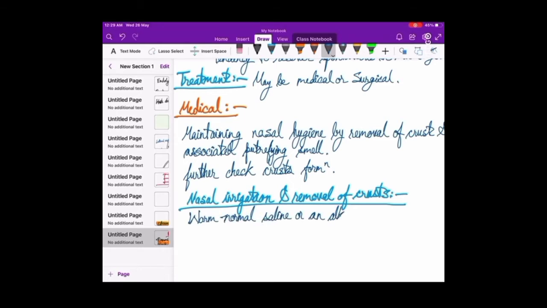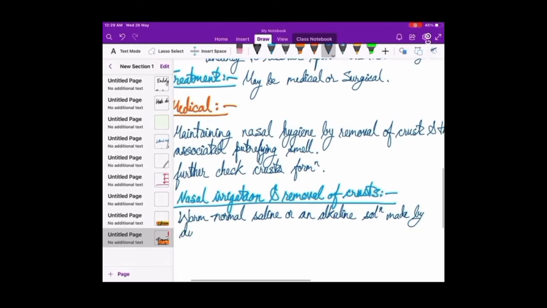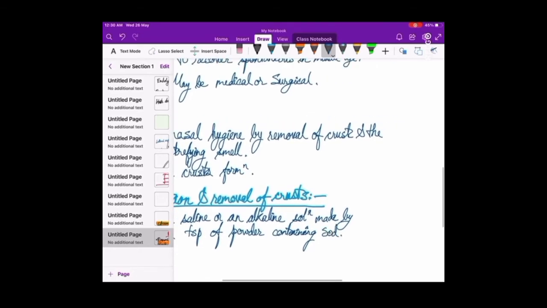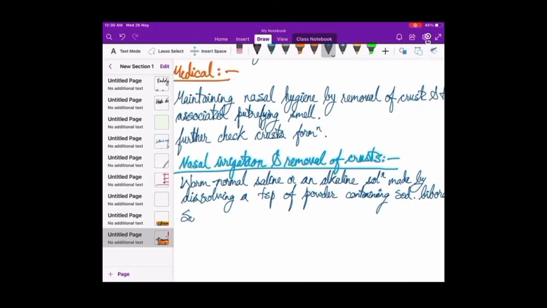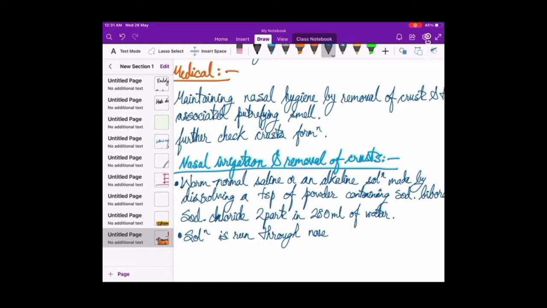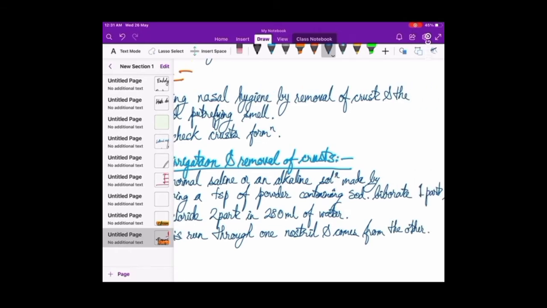Warm normal saline or an alkaline solution made by dissolving a teaspoon of powder containing sodium biborate 1 part and sodium chloride 2 parts in 280 ml of water. The solution is run through the nose. One solution is run through one nostril and comes out from the other.